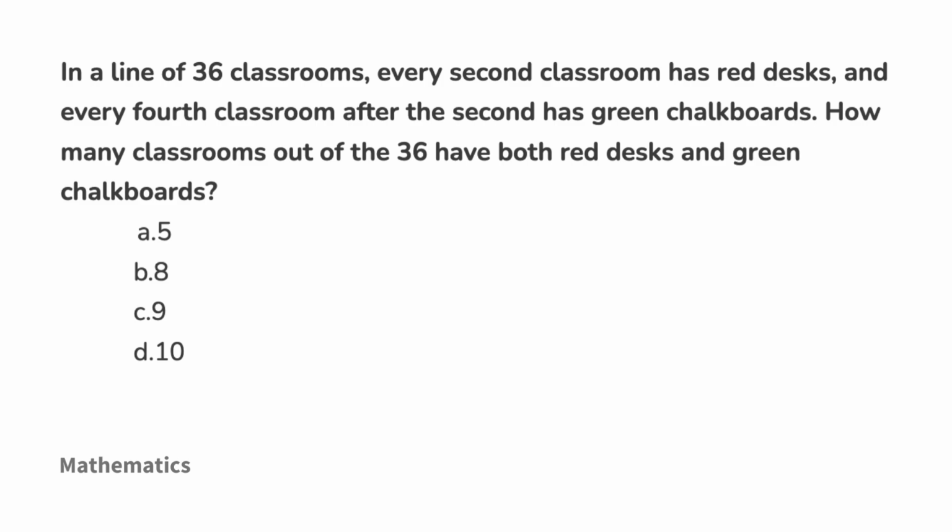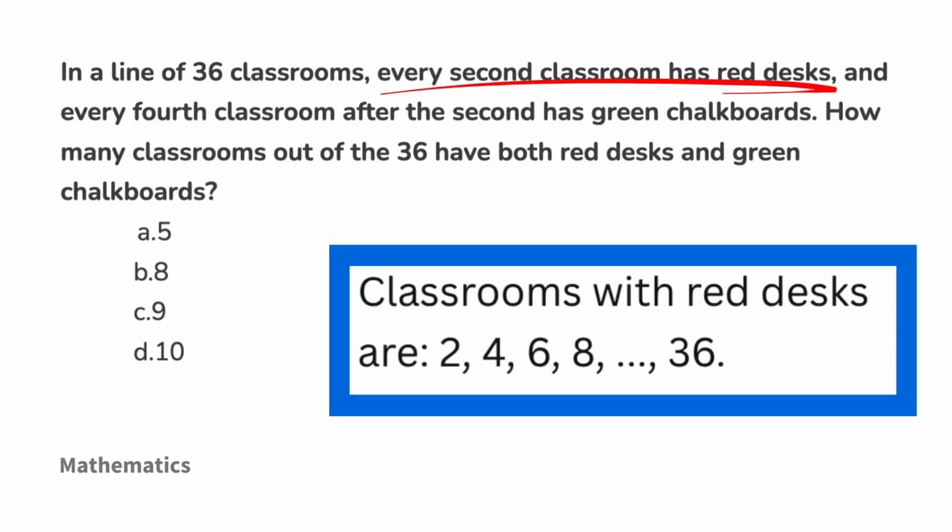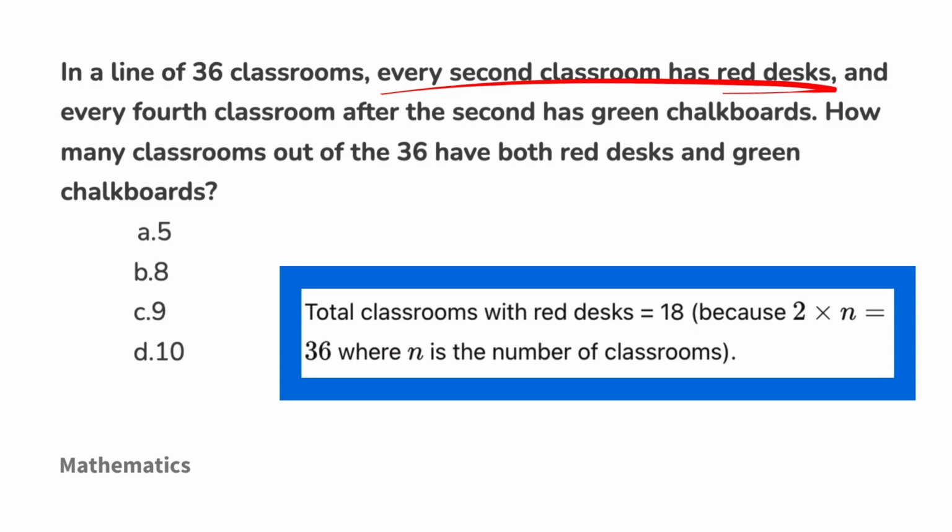All right, great. To determine how many classrooms have both red desks and green chalkboards, we can analyze the distribution of these features among the 36 classrooms. First, we'll want to identify the classrooms with red desks. And based on the information that was given, every second classroom has red desks. This means that the classrooms with red desks are classrooms 2, 4, 6, 8, and all the way to 36. Understanding this sequence, we can see the following. So we've got total classrooms of 18 because 2 times the variable n equals 36, where n is the number of classrooms.